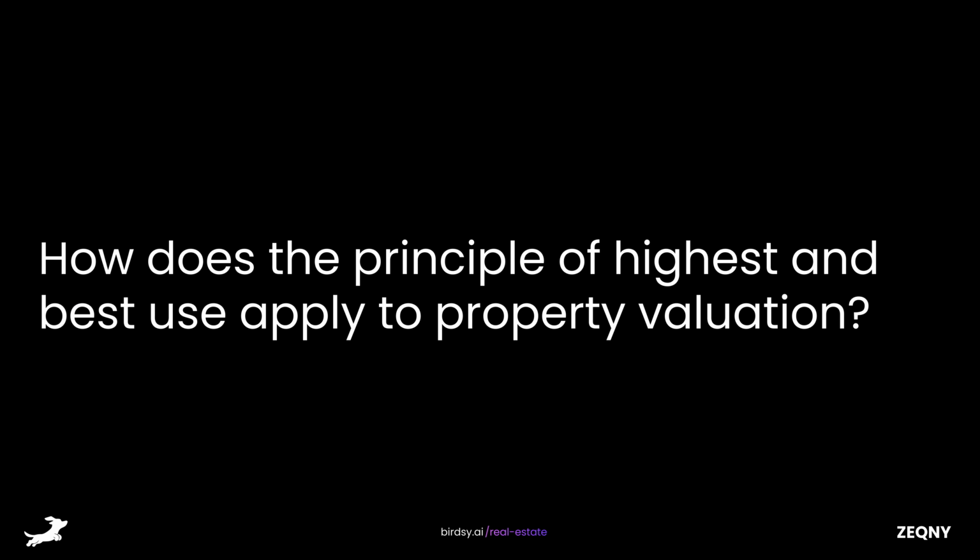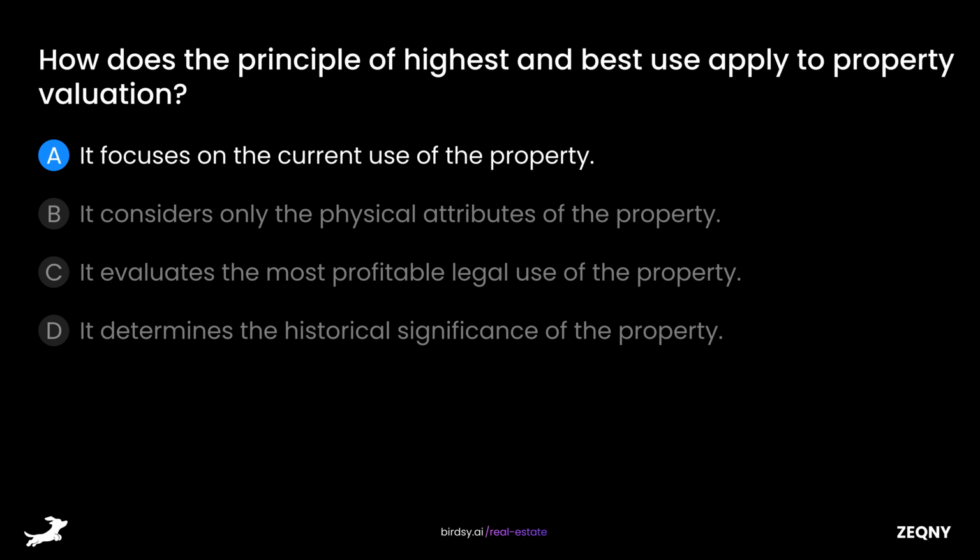How does the principle of highest and best use apply to property valuation? Is it A, it focuses on the current use of the property, B, it considers only the physical attributes of the property, C, it evaluates the most profitable legal use of the property, or D, it determines the historical significance of the property?